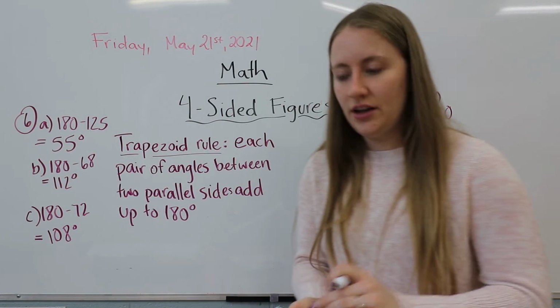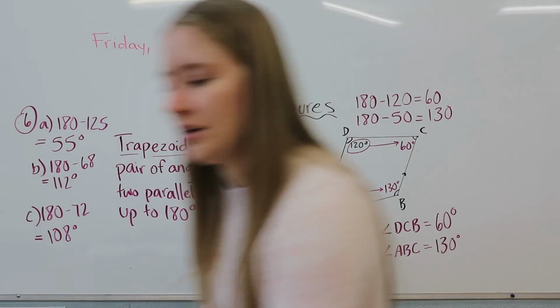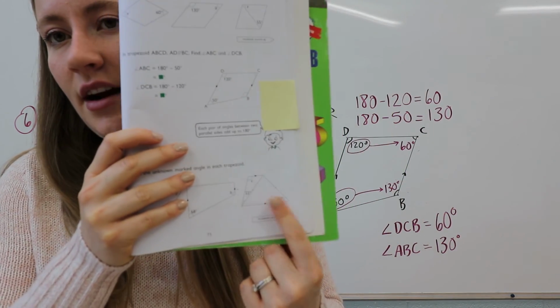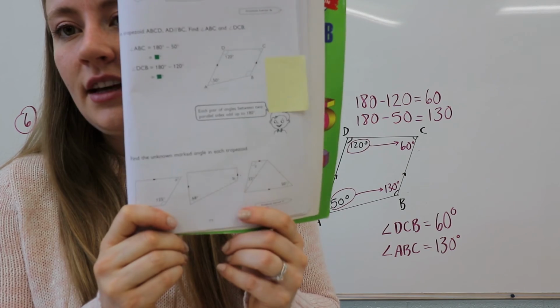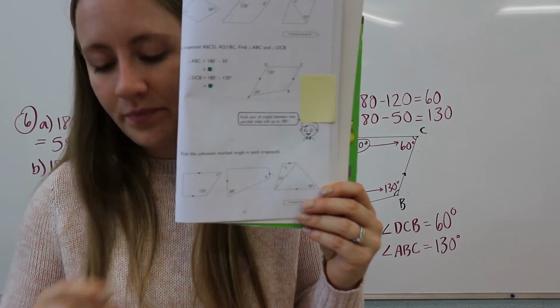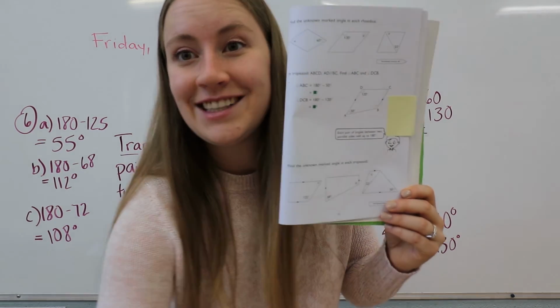So when you're working on your workbook, you might have to use your critical thinking skills and apply other rules like we had to here for the isosceles triangle with your trapezoids. But you can do it.